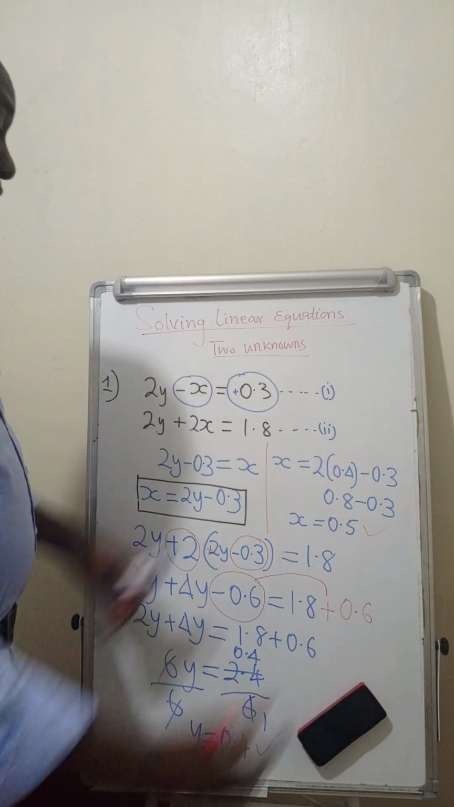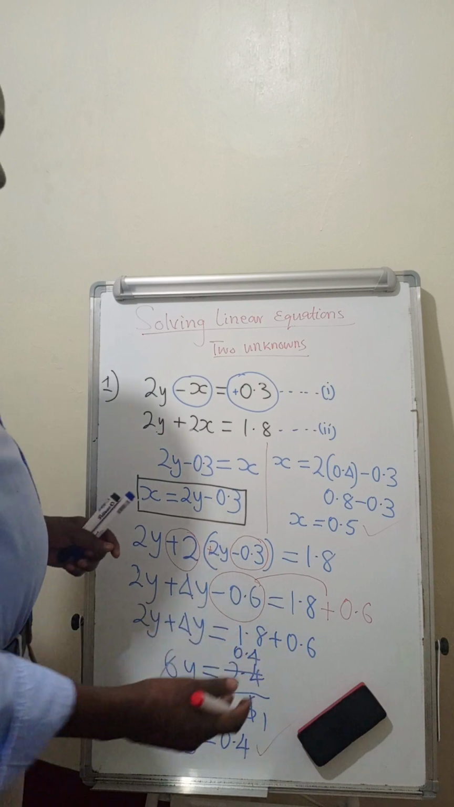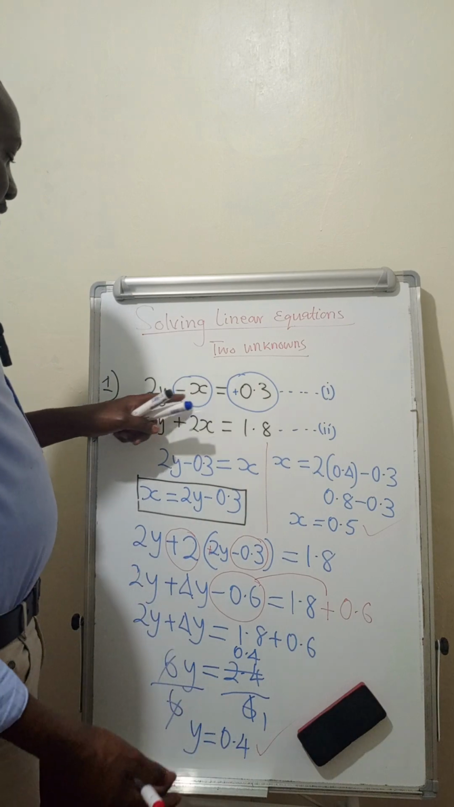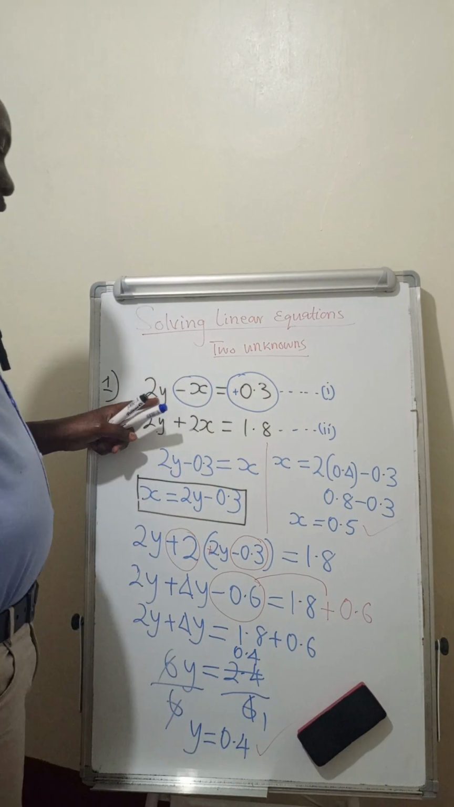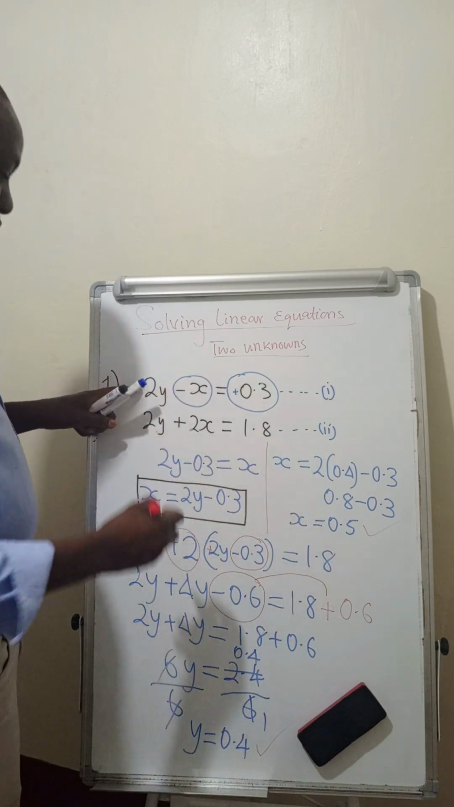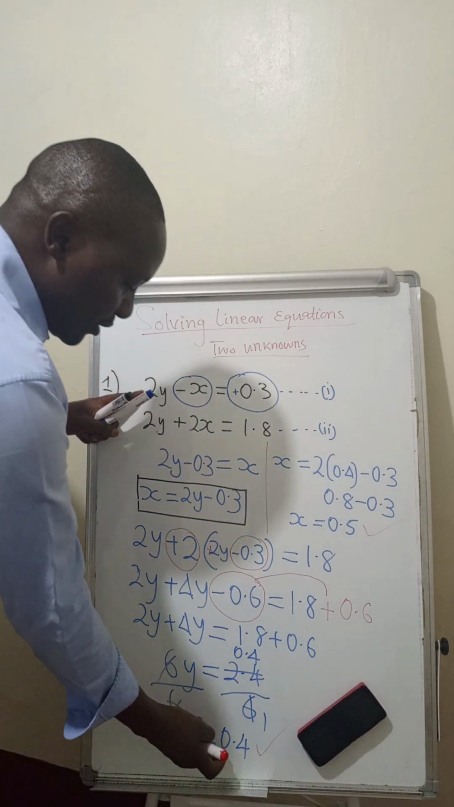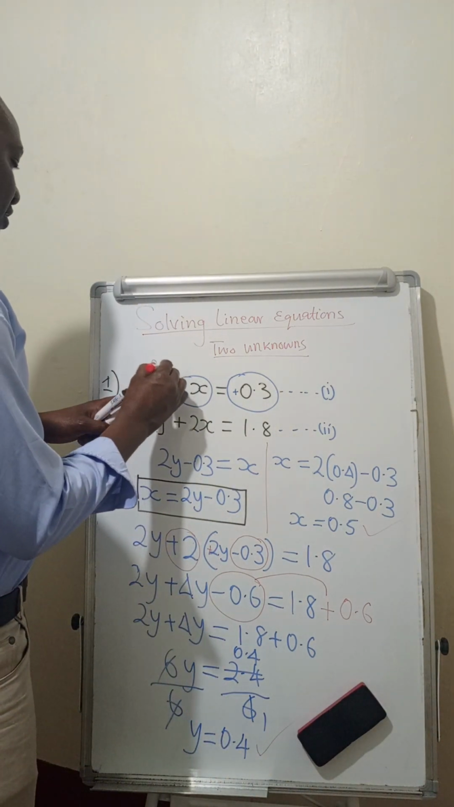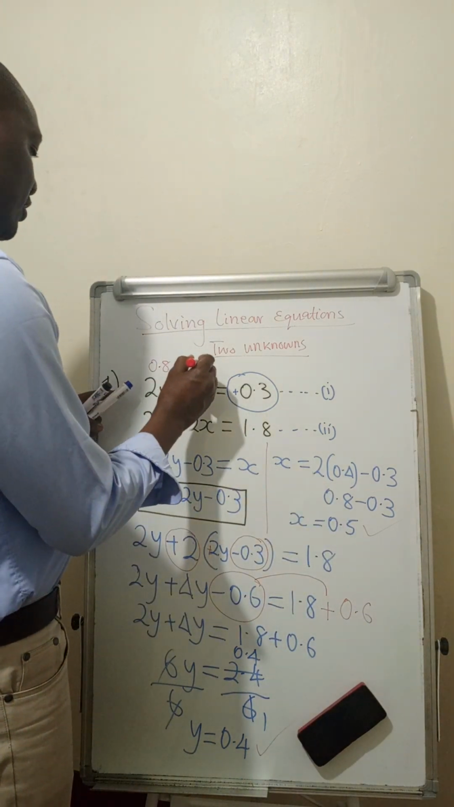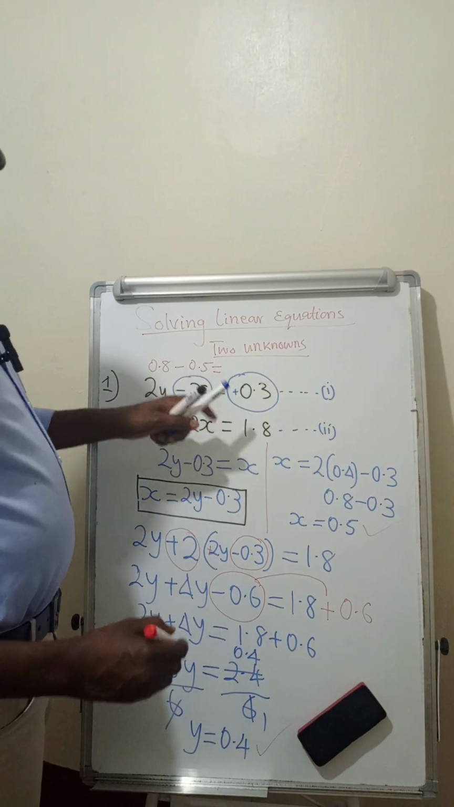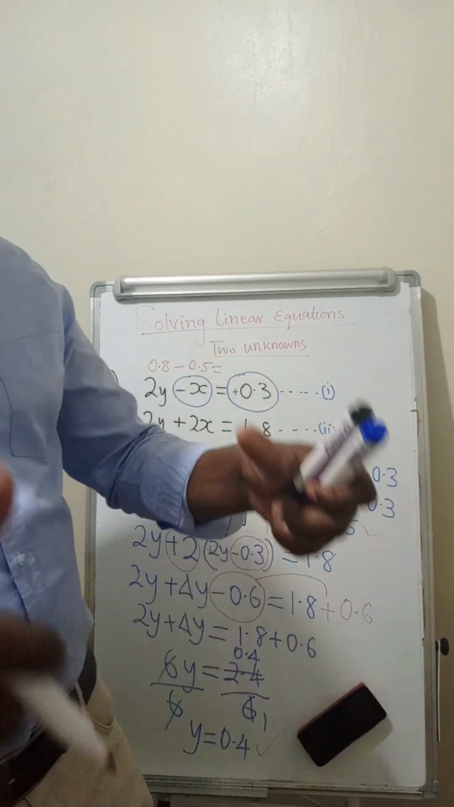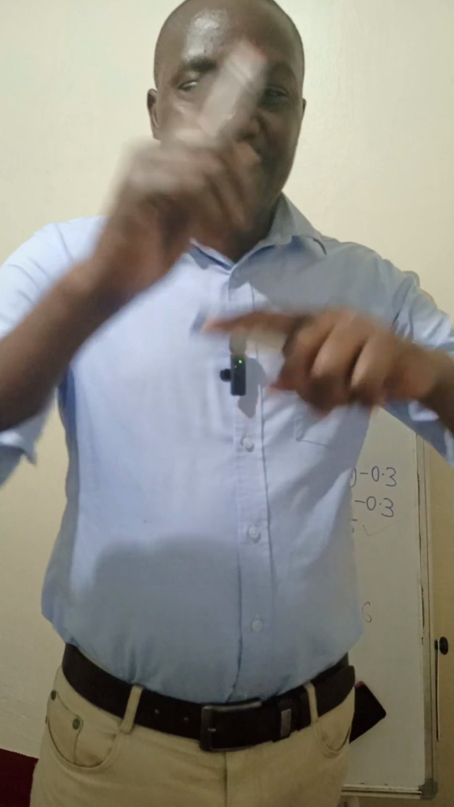Sometimes we can try to prove. You can substitute again. Where there is x, put 0.5. Then you have y here, 0.4. Can it give you 0.3? For example, now in equation 2, we want to prove it. 2 times 0.4, you will get 0.8 minus x, which is 0.5. Does this one give us 0.3? Yes. So the values of our two unknowns are very correct.